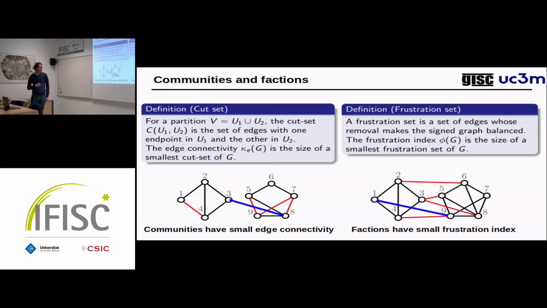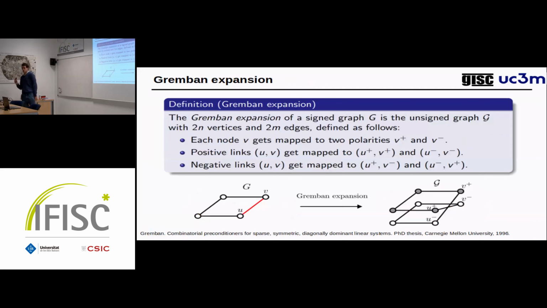Okay, that's about communities versus factions. Now we talk about the expansion. The idea here is to map, as I said, a signed network into an unsigned network without losing information. And to do so, we first take the node set and copy it twice and assign a polarity to each node. So node V is now positive and negative.